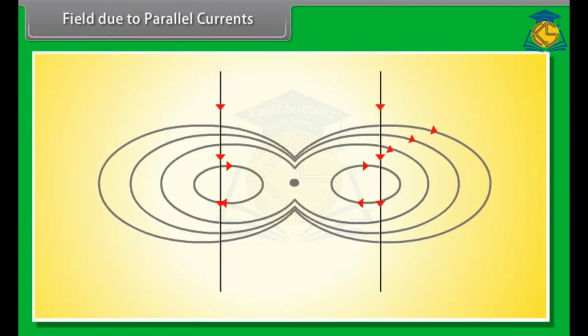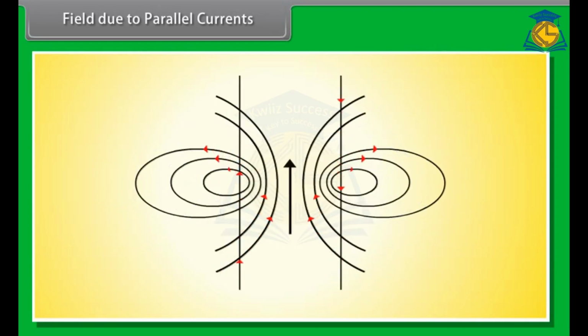Field due to parallel currents. It represents the combined magnetic field due to two parallel conductors carrying current in the same direction. The pattern of the magnetic field indicates attraction between the conductors. It represents the combined magnetic field due to two parallel conductors carrying currents in opposite directions. The pattern of the magnetic field indicates repulsion between the conductors.